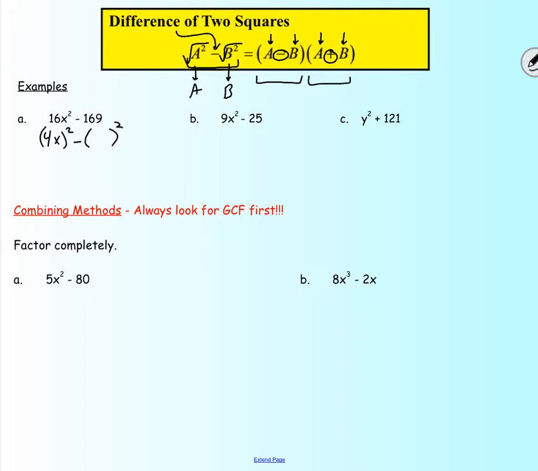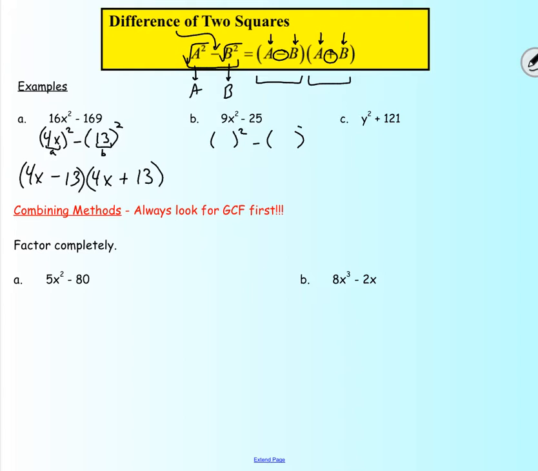169 is a perfect square. That's 13 squared. So 4x acts as your A. 13 acts as your B in the definition. So I have my two quantities, 4x in the first spot, 13 in the second spot. One gets a minus, one gets a plus. So that would be the factored form of 16x squared minus 169. Difference of two squares. So once again, you're looking for perfect squares.